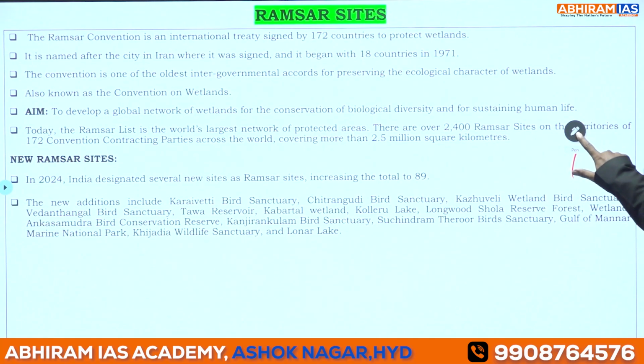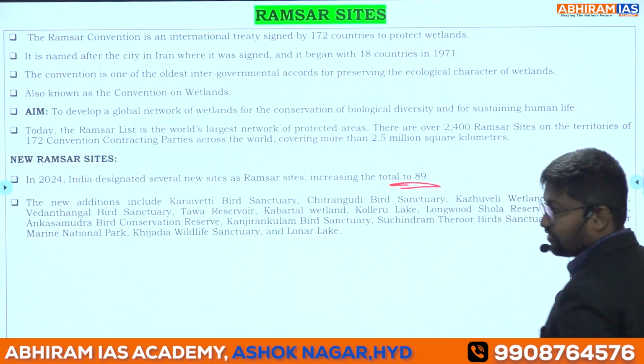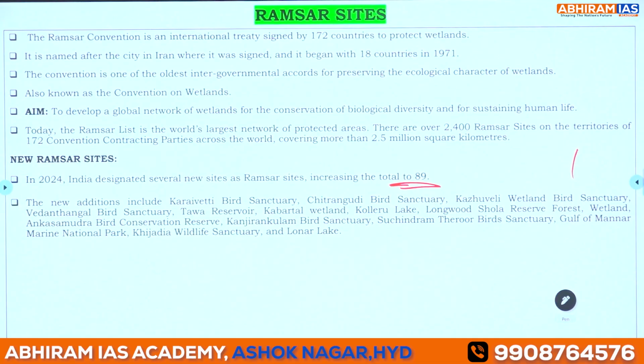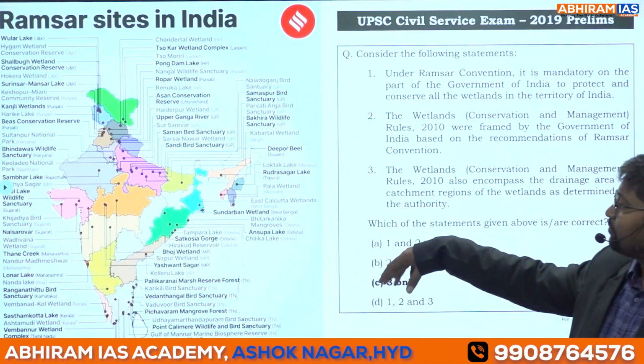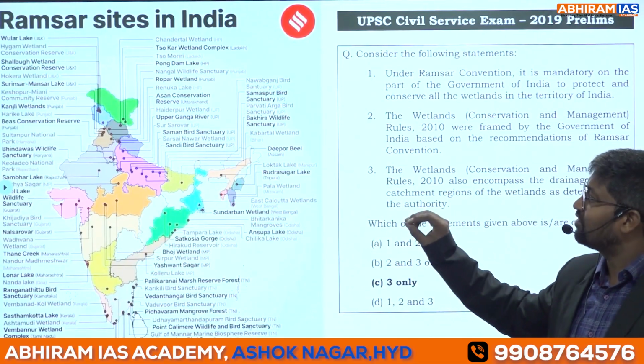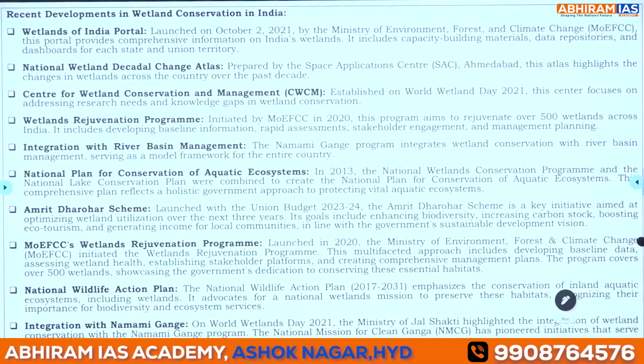Okay, there are on the territories of 172 convention contracting parties around the world, covering around 2.5 million square kilometers. In 2004, India designated several sites as Ramsar sites, increasing the total to 89. Sorry. Okay. So what are the recent things? Please go through this. These places which I have mentioned, free unnappudu chudandi, but definitely I don't think it is needed. Remembering is very difficult. Okay. So don't waste much of your time on that.